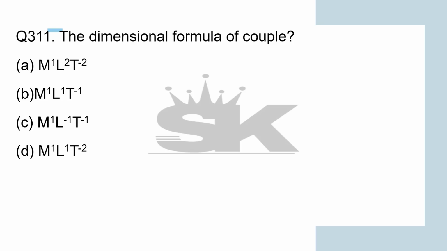The dimensional formula of couple. The dimensional formula of couple is M1 L2 T power minus 2. Before explaining this, I'll tell you what a couple is. You can just look at the picture and listen to my definition.